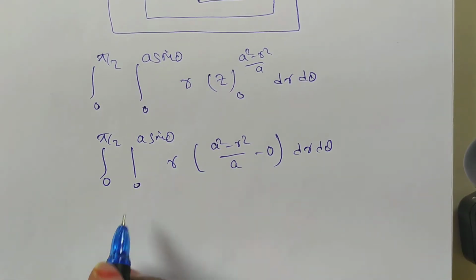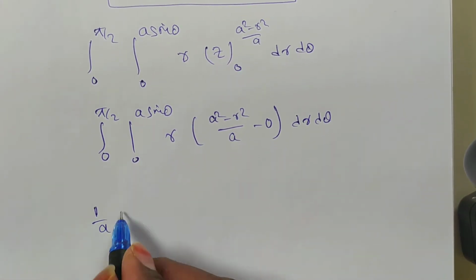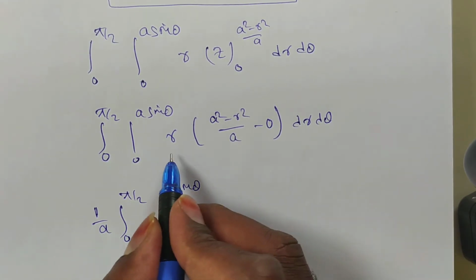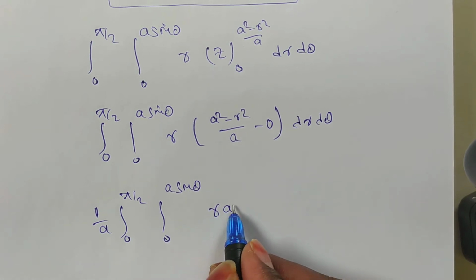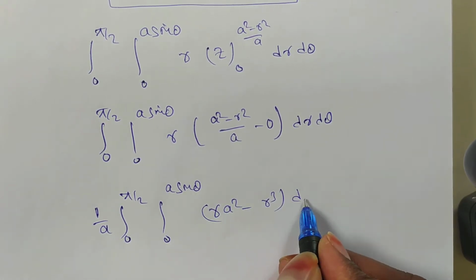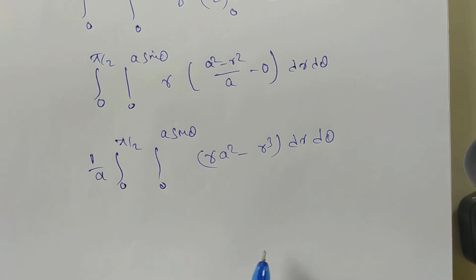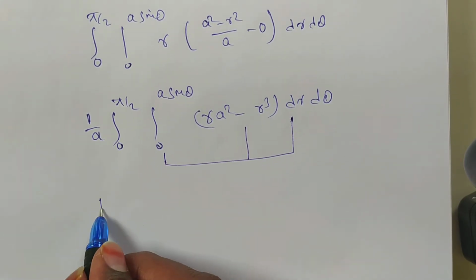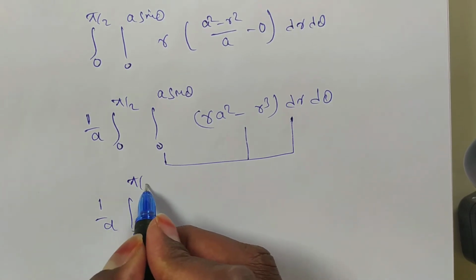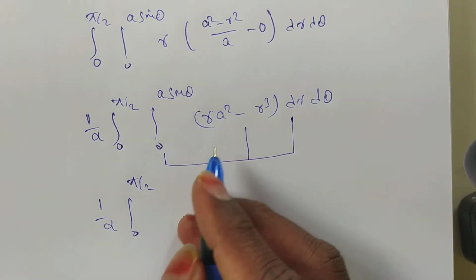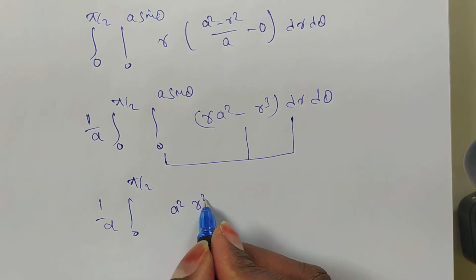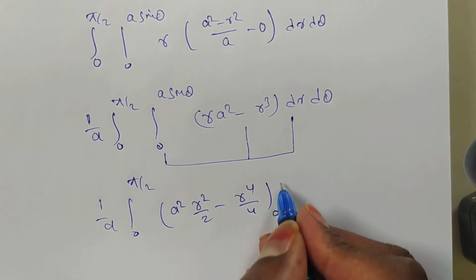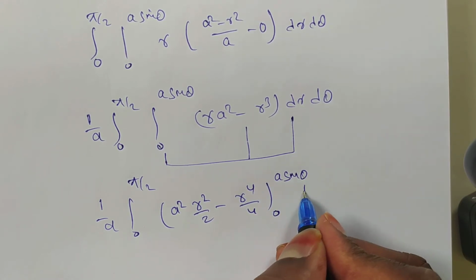So the constant you can take outside, then I will have 1 by a integral 0 to pi by 2, integral 0 to a sin theta. If you multiply r inside, then you will have r a square minus r cube into dr d theta. Now we have to integrate with respect to r. Now 1 by a integral 0 to pi by 2. If you integrate with respect to r, a square is a constant only. The integration of r is r square by 2, minus the integration of r cube is r power 4 by 4. Limits from 0 to a sin theta, d theta.